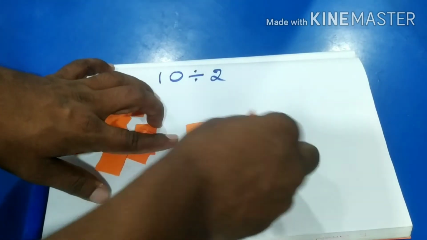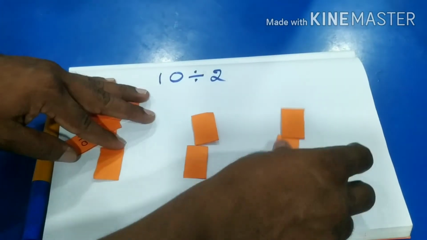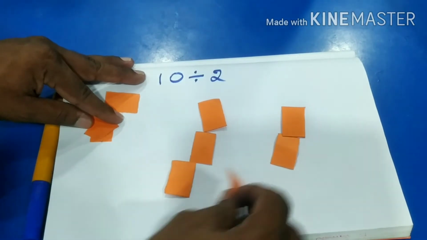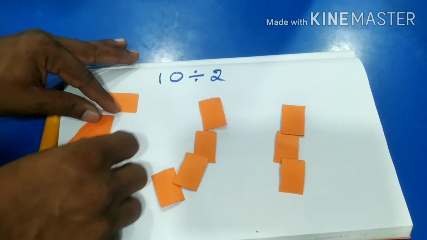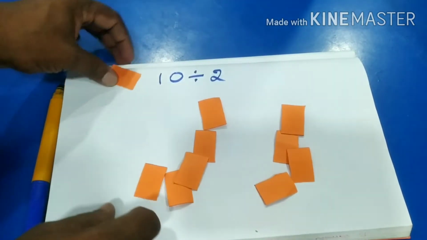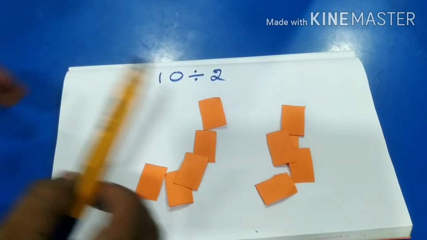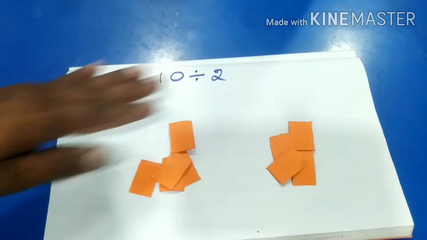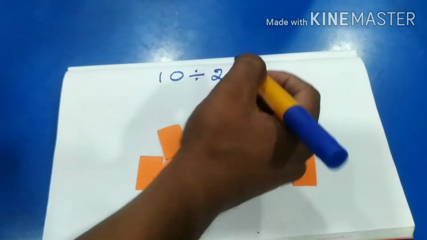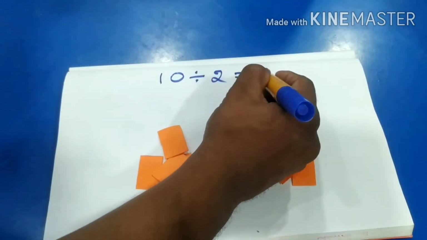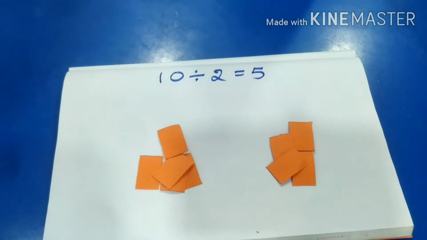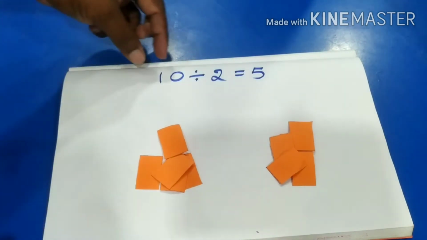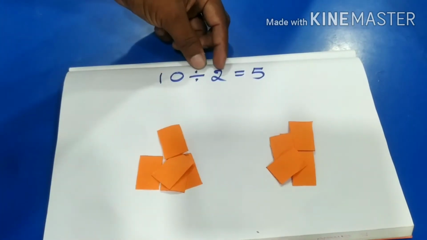Here 1, 2, 3, 4 and 5. So it is divided into two parts. Each part will get 5. So that means 10 is divided into two equal parts.